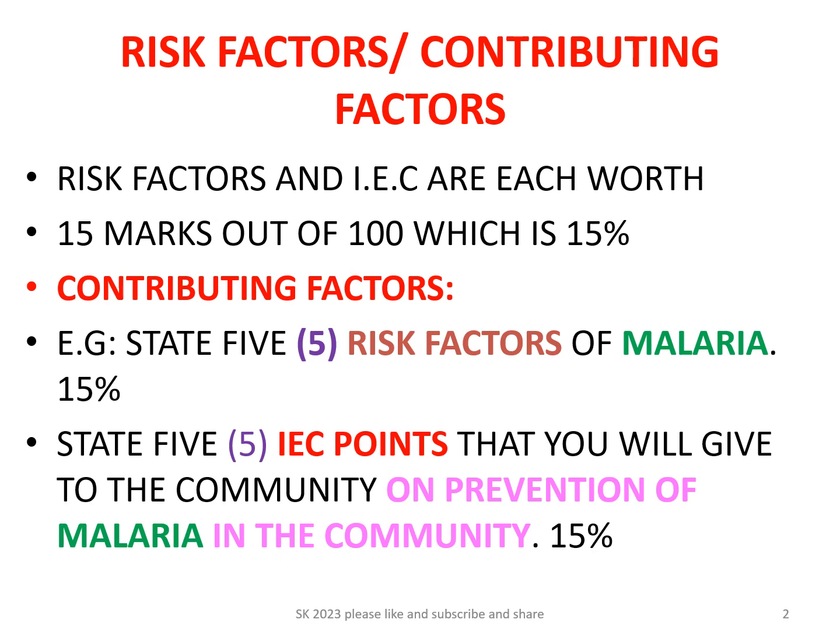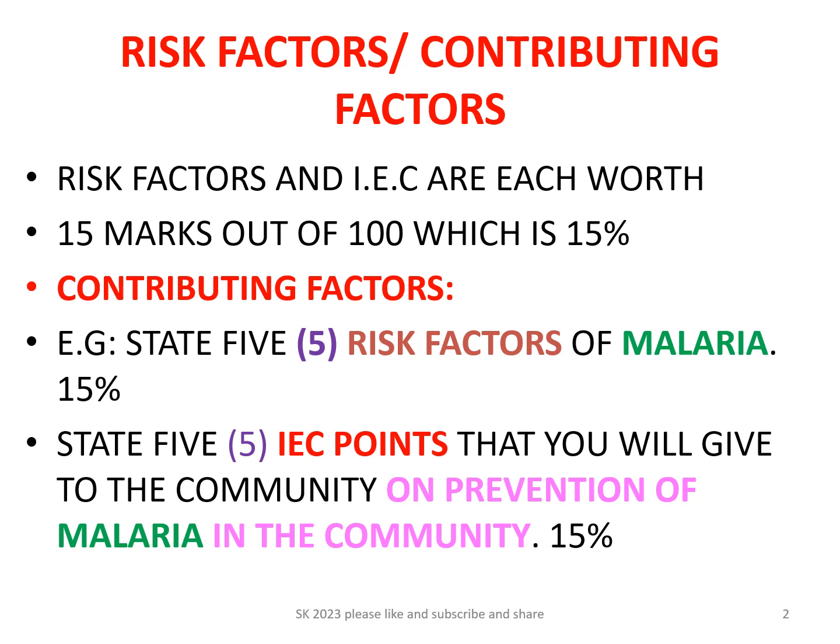As always, we know our IEC as well as the risk factors when it comes to essay writing. It's mostly 15 marks out of 100, which is 15%. You might be asked to state 5 risk factors or 5 contributing factors to malaria, for example, and that is maybe your part B.